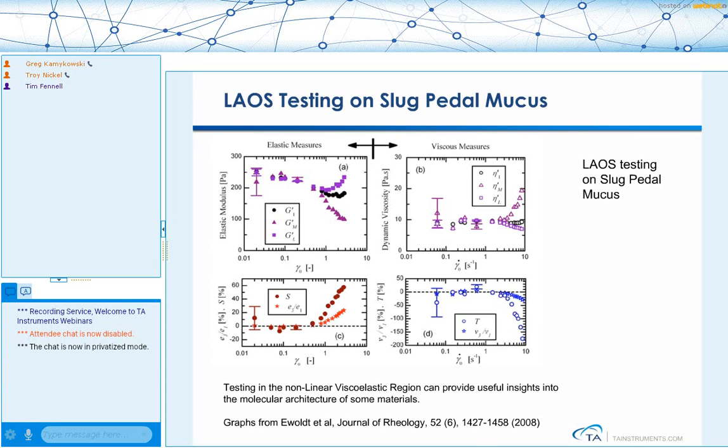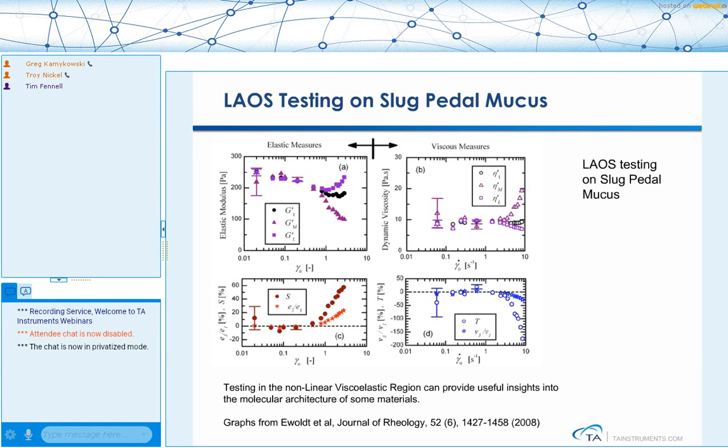So this is done on slug petal mucus, and it is simply a dynamic strain sweep in which we go into the nonlinear viscoelastic region. And when some people do this, all they do is look at the apparent values of G prime and G double prime in the nonlinear region.